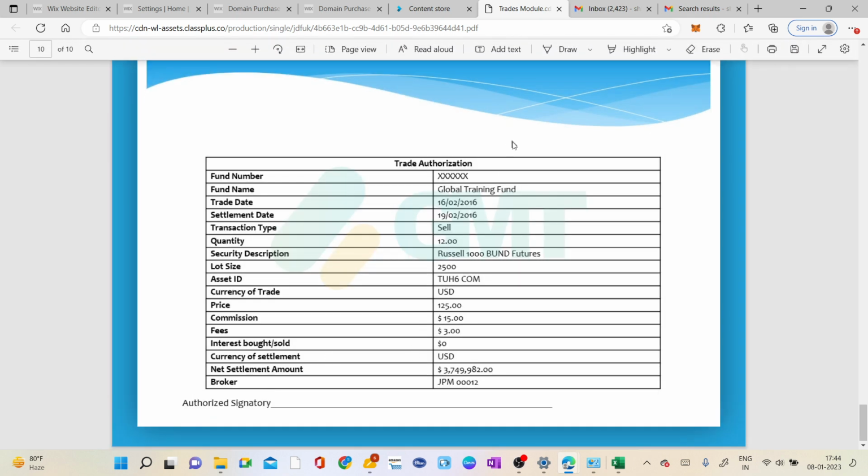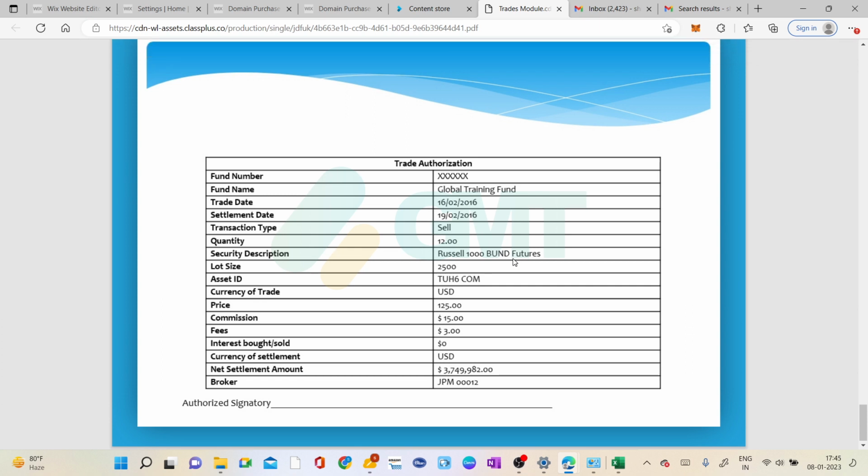See this. Fund name, we received fund name, fund number. It's a mandate, right? Trade date, settlement date, transaction type, sell, quantity, whatever it is. Security description, it's Russell 1000 futures. It's not a bond; for a bond it should be the bond name. Asset ID means that particular contract. This one is for derivatives, okay?